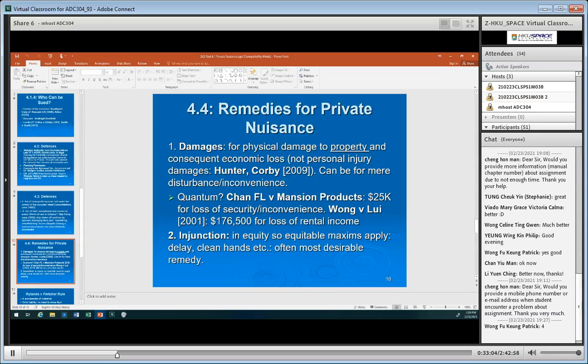All right. So remember, with regard to private nuisance, always be aware of the distinction between where the plaintiff's land has been actually damaged and where it's just intangible damage, okay? Because that does raise different issues.